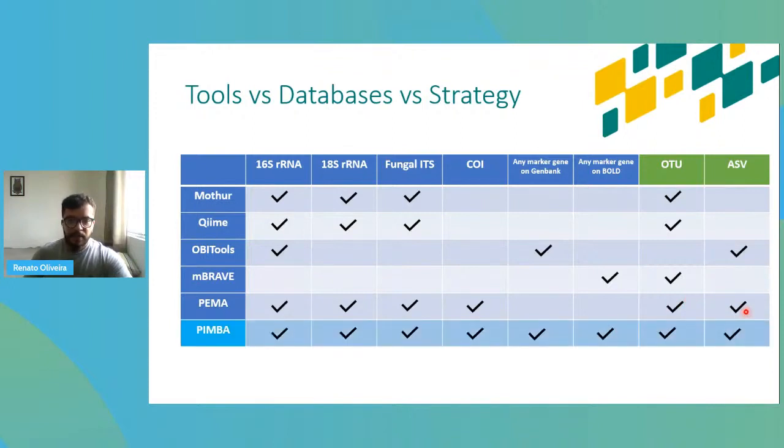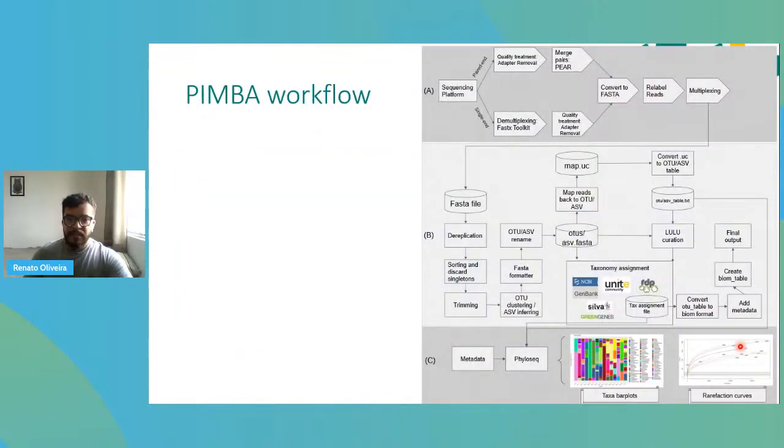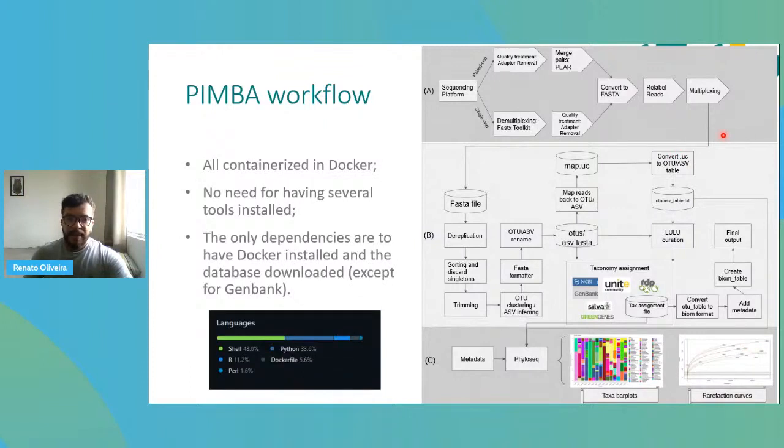And our intention was to develop a pipeline, which is PIMBA, that can analyze a large range of marker genes and reference databases, and also can use either OTU or ASV. This is the PIMBA workflow. It is divided in three main modules, and we decided to implement PIMBA in a containerized way.